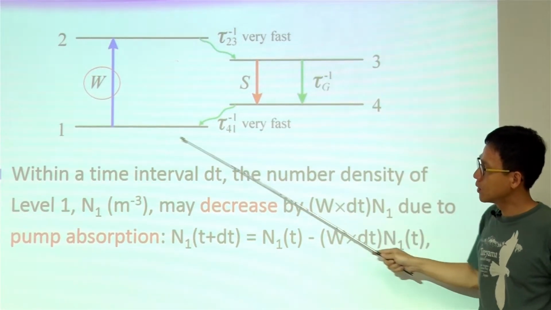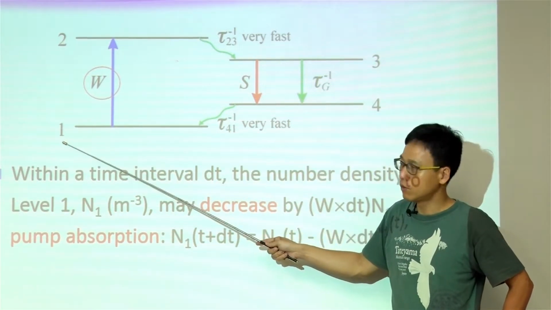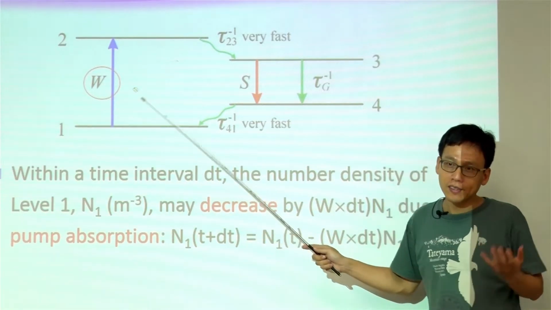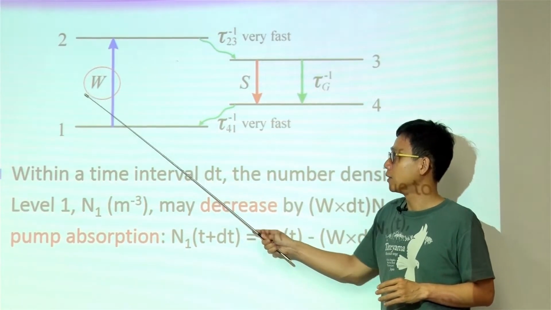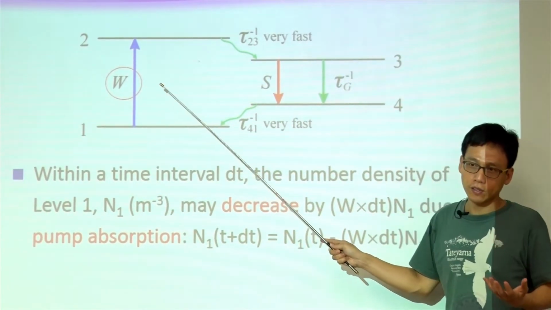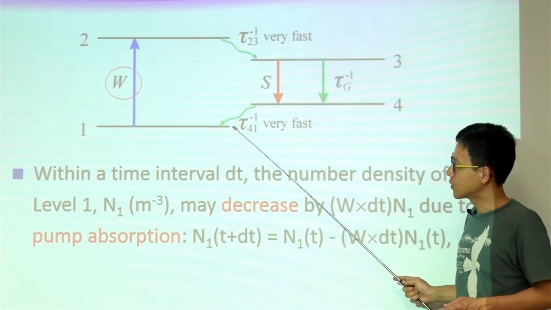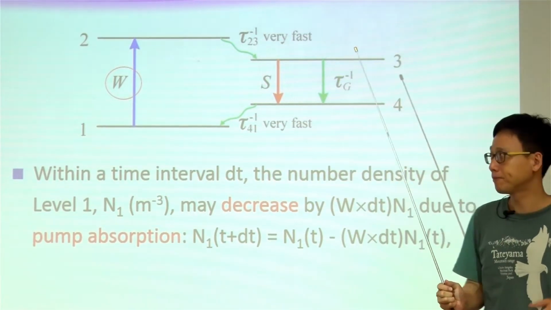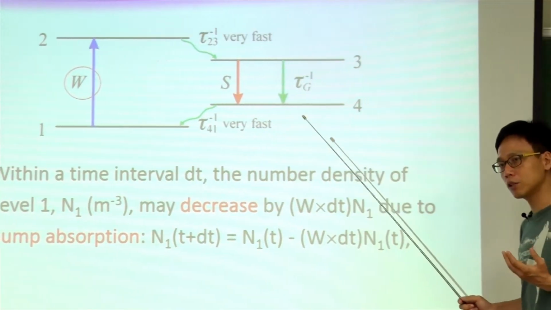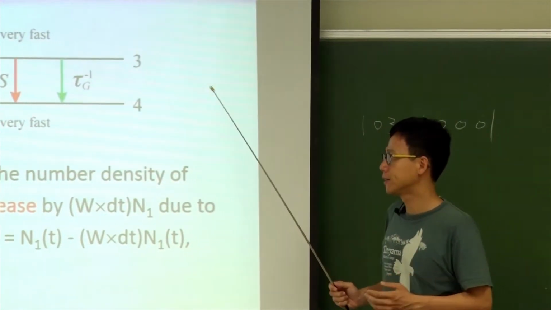When this happens, the number density of level 1 will increase. Okay, so you have 2 mechanisms. One, pump, reducing the number density. Second, relaxation, increasing the number density. Okay? But how to model them mathematically?